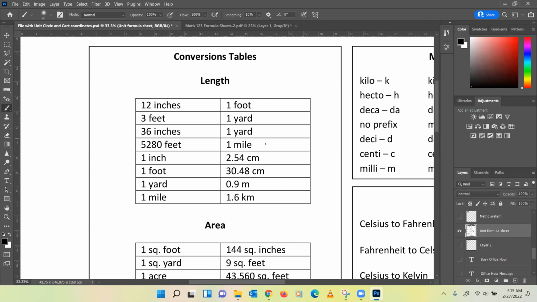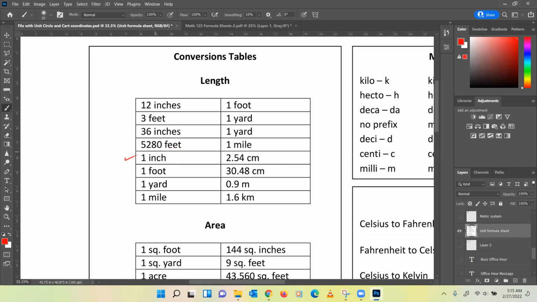So in class, I'll often ask, how many inches in a foot? And they'll say 12. How many feet in a yard? And they'll say 3. And therefore, we know there are 36 inches in a yard. And maybe some will know that there are 5,280 feet in a mile.